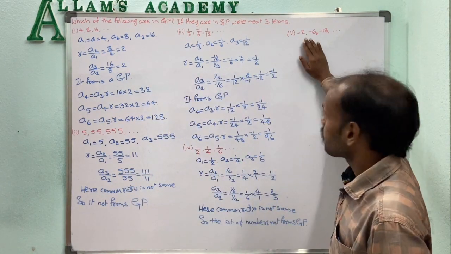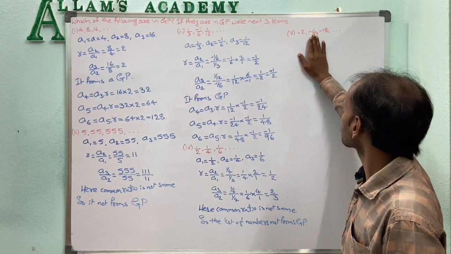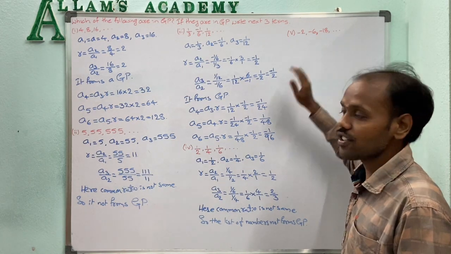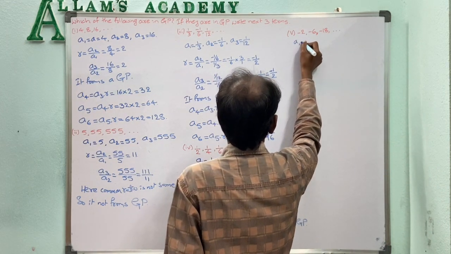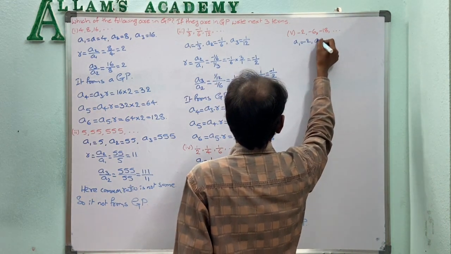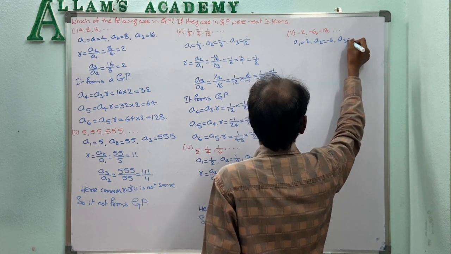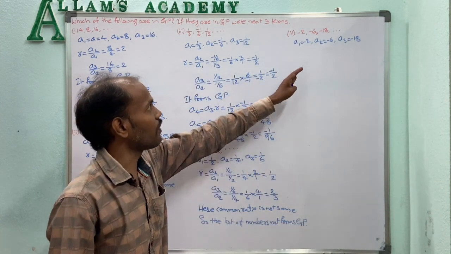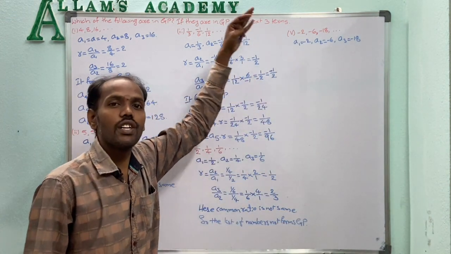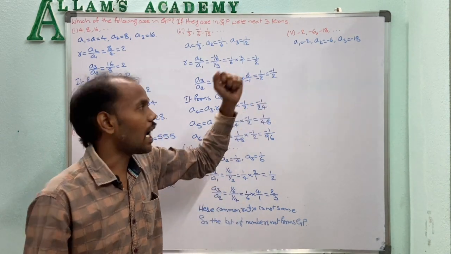Now the next series of numbers given is minus 2, minus 6, minus 18 and so on. Now in this series the first term A1 is equal to minus 2, the second term A2 is equal to minus 6, and the third term A3 is equal to minus 18, as given. Now, does it form a geometric progression or not? So we find the common ratio.